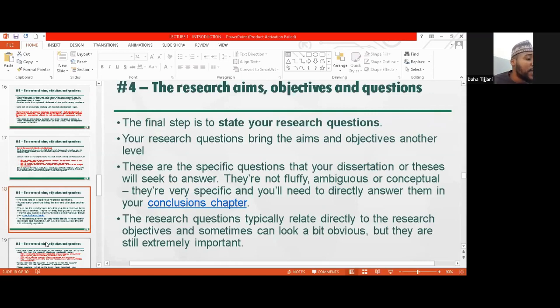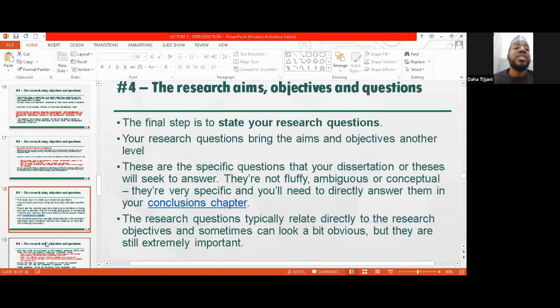The research questions are specific questions that your dissertation or thesis will seek to answer, and you need to mention them at the end of your research. In your conclusion or discussion chapter, you need to answer these research questions. For example, if you have asked what is the relationship between A and B, that is a research question. In the end, you need to answer: the relationship between A and B is this, because during my analysis, I found out that A is highly correlated to B, something like that.